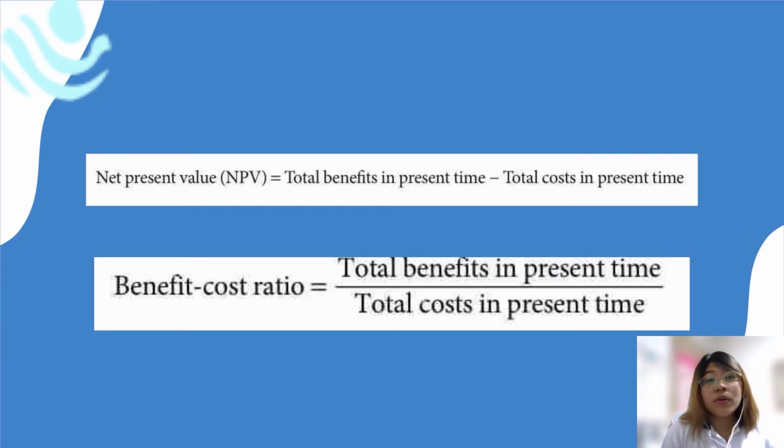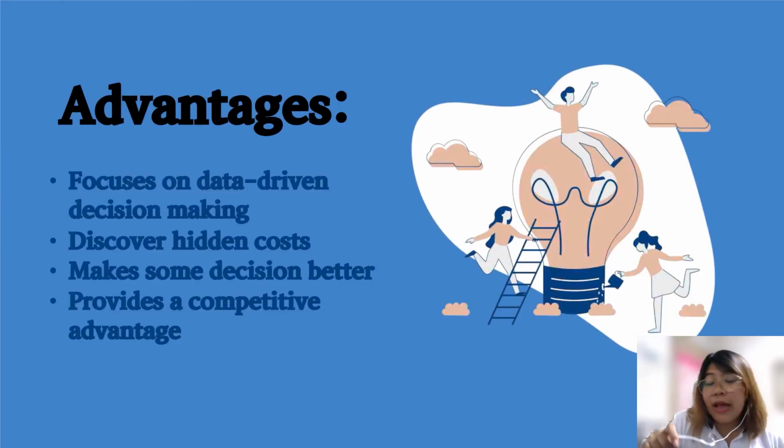Cost benefit can also be expressed using these formulas. First, we have the net present value, also known as NPV, which equals total benefits in present time minus total cost in present time. While the benefit cost ratio is equal to total benefits in present time divided by total cost in present time. Some of the advantages of this method are that it focuses on data-driven decision making. It also discovers hidden costs and makes decisions better since we are listing and comparing the costs and benefits of a certain product.